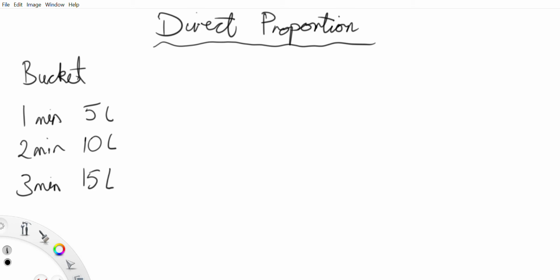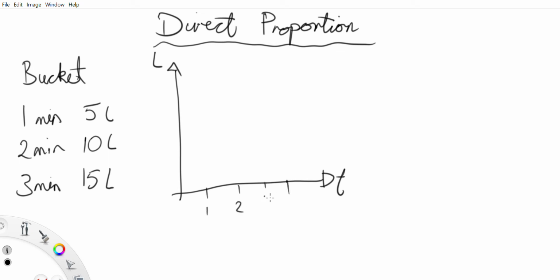The first thing we want to do is create a bit of a graph. So we would have the y and the x, and that's going to be t. This is going to be the number of liters, and we'll have the number of minutes, 1, 2, 3, 4, and then the liters going up the side, 5, 10, 15, 20, 25. All we need to do then is just plot them.